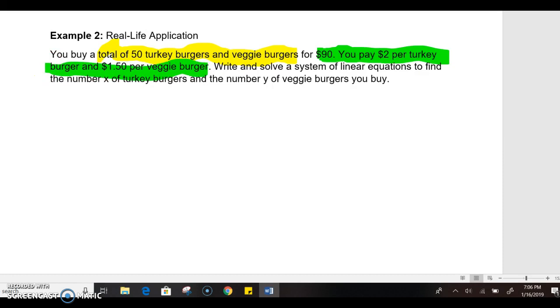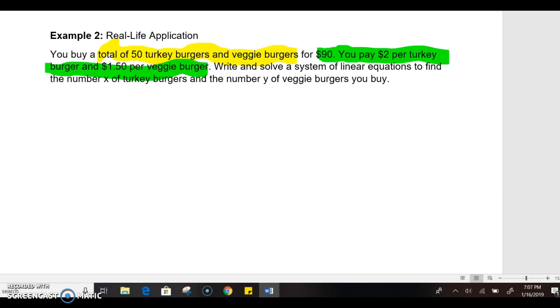It also says I have $90 as the total cost. Sorry, I said that wrong. It's $90 and you pay $2 per turkey burger and $1.50 per veggie burger. So notice I'm going to keep all of the information for my total number of burgers together, and then I'm going to keep all of the cost information together.